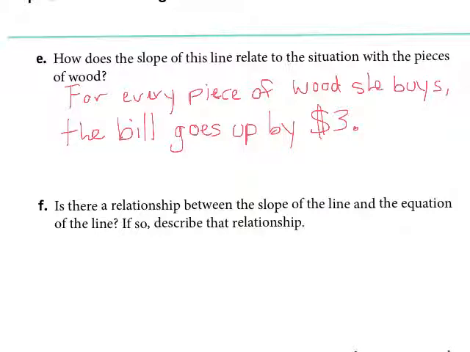Okay, it's important that when we write out this explanation that we use action-reaction and that we're specific to the slope. Please do not write on a question like this, please don't just put the more wood she buys, the more the bill is. Okay, you have to be specific to the slope. You have to always bring it back to the slope of 3. For every piece of wood she buys, the bill goes up by $3 specifically.